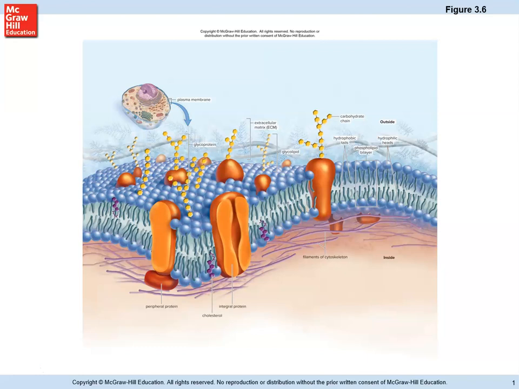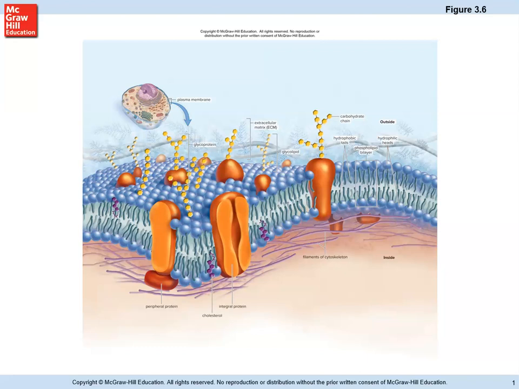We also notice here a number of orange structures scattered throughout, and these are proteins. And these proteins have a number of different jobs. One of those you can see here in the middle is an integral protein, and that's going to be involved basically as a channel or a gate. If it opens, it allows certain things to go through the membrane. If it closes, it prevents those things from going through. Some of these proteins are used for attachment to other cells or to other areas of the cell.